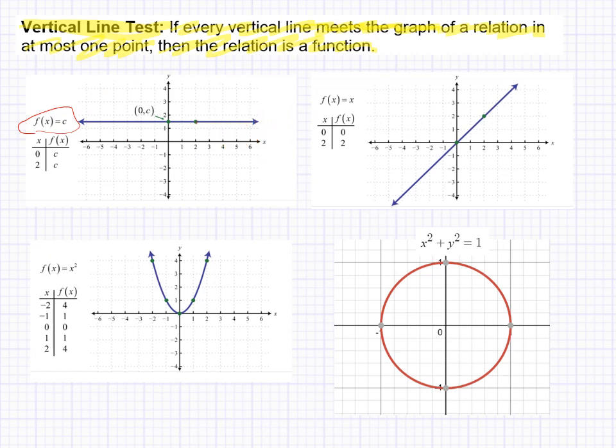Here's another one, f of x equals x. So if I plug in an x, the f of x is that same value. So 0, 0, 2, 2, 3, 3, 4, 4, 5, 5. These will all be points on this graph. But notice when I put a vertical line anywhere on the graph of this particular function, I would only hit at most 1 point, therefore verifying that this is in fact the graph of a function.